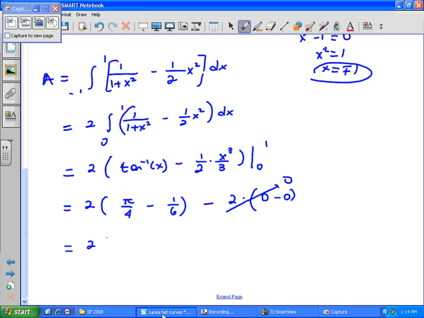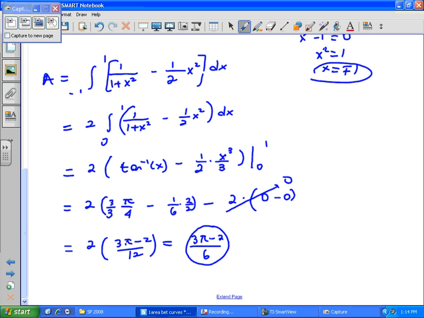We could get common denominators. Let's get them at 12. So this top and bottom I'm going to multiply by 3, this top and bottom by 2. So I'm getting 3 pi minus 2 over 12. But now I can simplify the 2 on the outside with the 12 on the bottom, over 6. So that's one way to leave our answers, 3 pi minus 2 over 6. Of course, you could also get a decimal approximation if you wanted to.